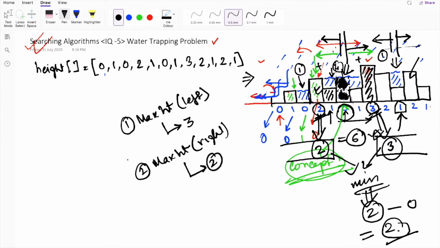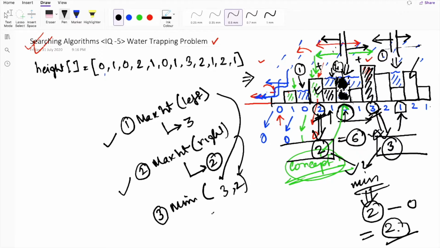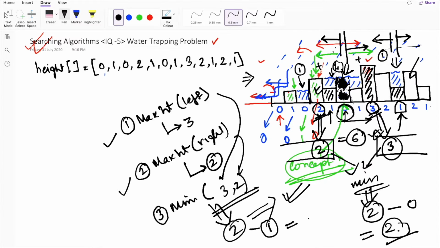So we have got the two maximums on the left and the right. Now the next step is to find the minimum of these two maxes, that is 3 and 2. And you can see that the minimum of these two is 2. So the amount of space that we have between the two blocks is 2. Now one more thing we have to do is subtract the height of its own block. That means we subtract this 1 from here. So the water holding capacity of this block becomes 1. So here we can accommodate 1 unit of water over here.